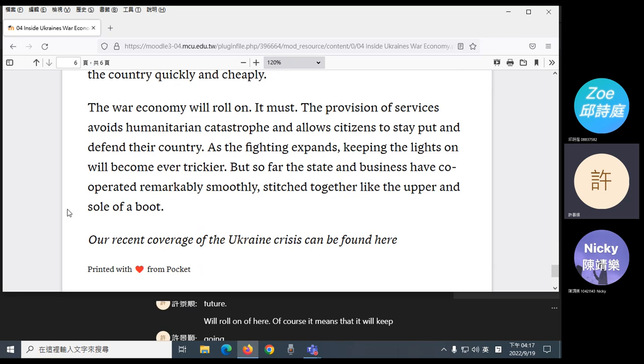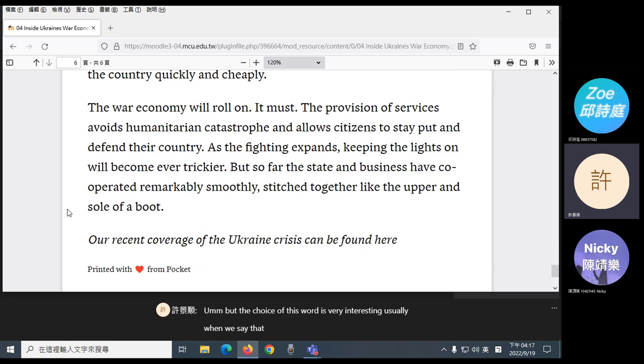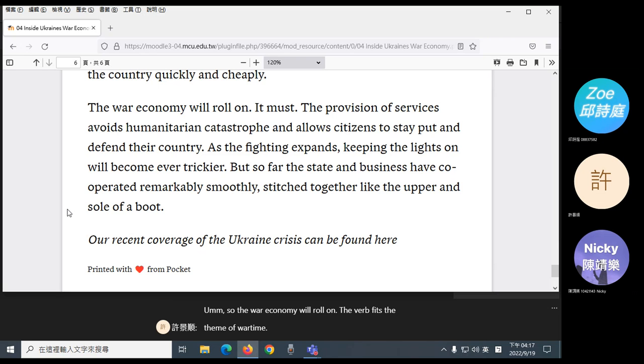But the choice of this word is very interesting. Usually when we say that something will roll on, especially when we think about war, we think about tanks, 坦克车. A tank rolls onto the battlefield. So the war economy will roll on. The verb fits the theme of wartime. It must.